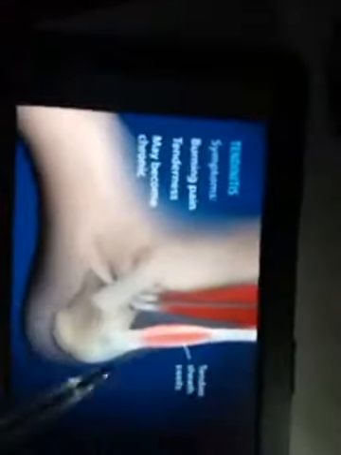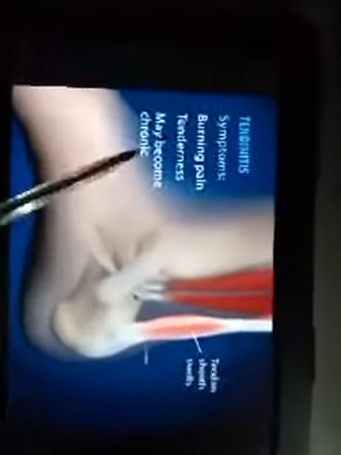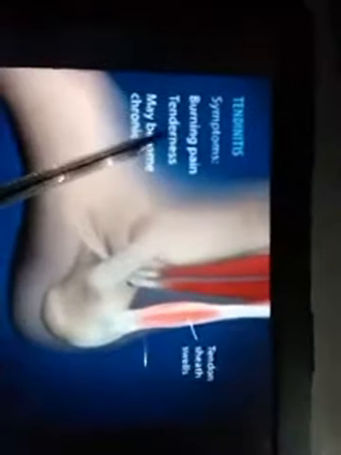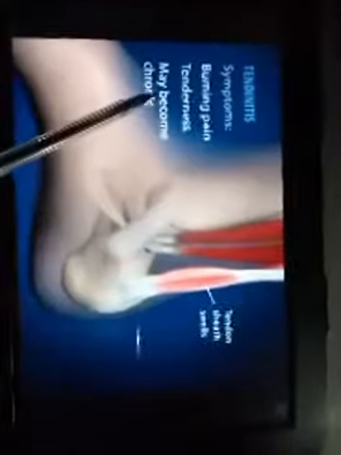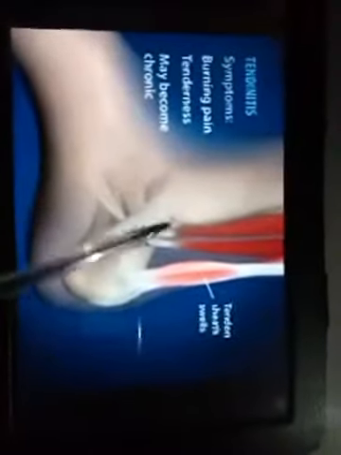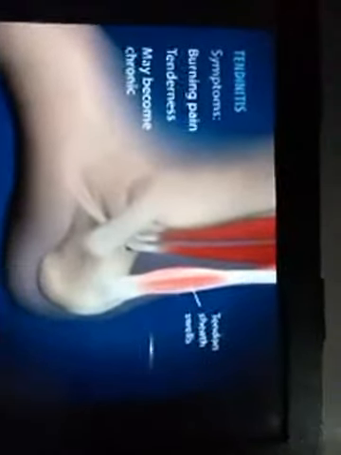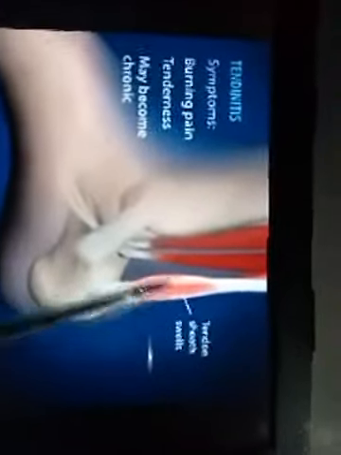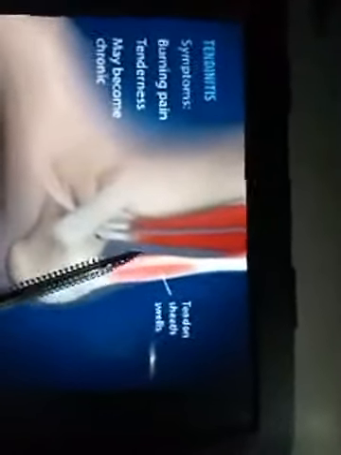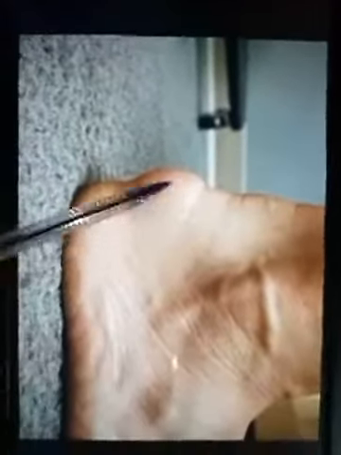Okay, so we can see written here the signs and symptoms. You can have pain, a burning sensation, tenderness, and then it can also become chronic. We can see it there, and we could have the tendon sheaths here. You can see the swelling around the Achilles tendon. It's very important to note that and treat it accordingly as health professionals. So you can see the swelling around the heel region.